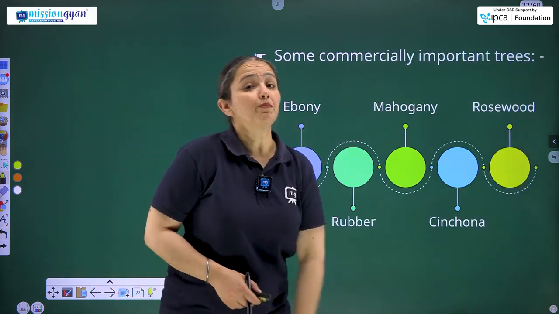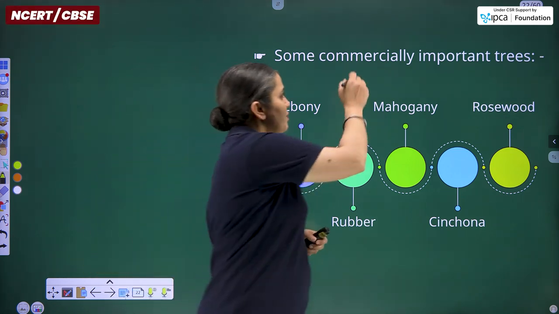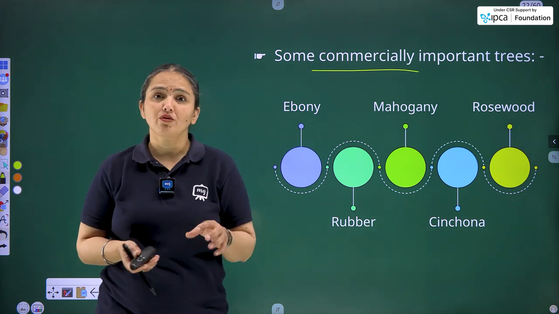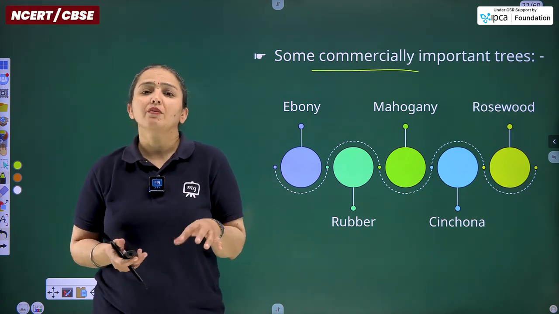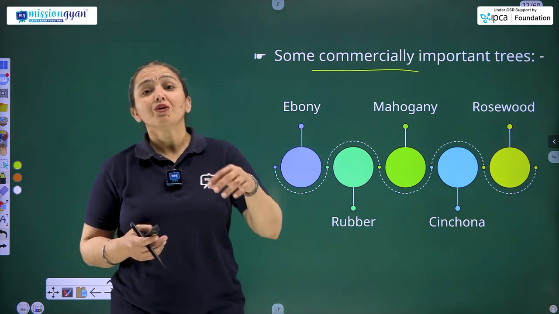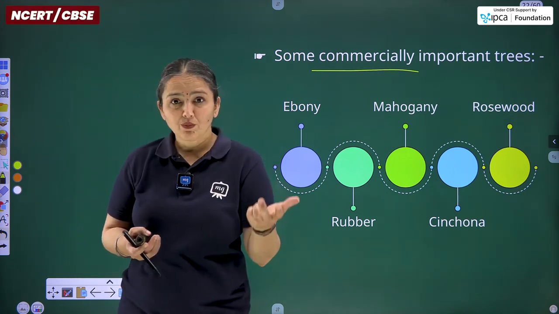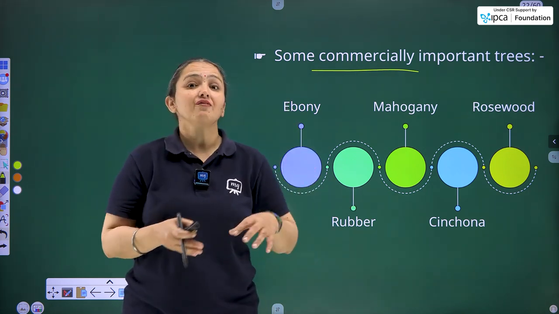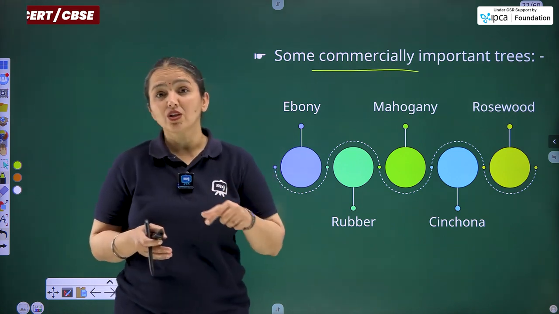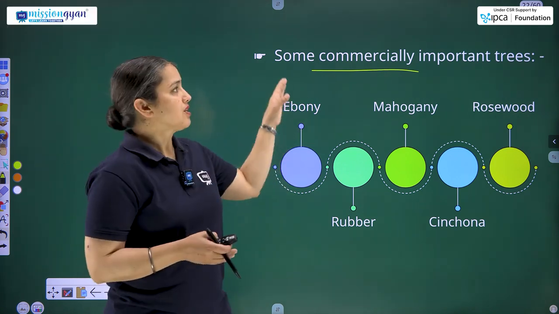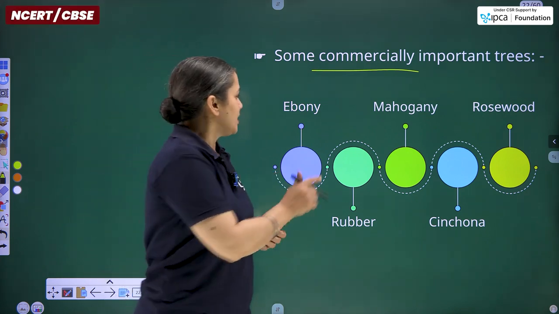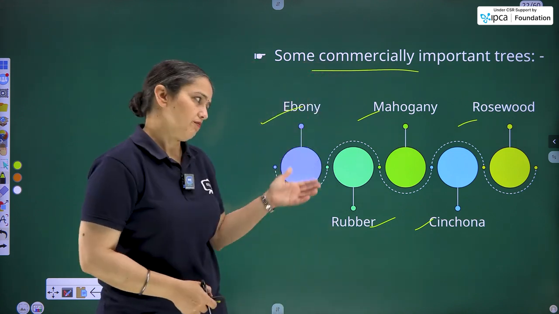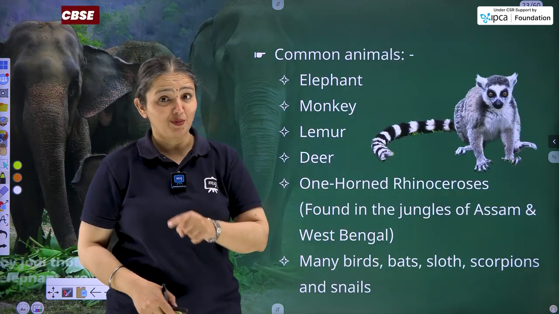Then some commercially important trees are also found in this region. What do you mean by commercially important trees? The trees that are in use for various purposes, as in some are medicinal plants. From some of the trees we extract perfumes and we make powders. So there are certain usages of certain types of trees, and these trees have their commercial value because we are using those trees to earn. That is why they are known as commercially important trees. They are ebony, mahogany, rosewood, rubber and cinchona. And these are the prominent ones that you have to remember.